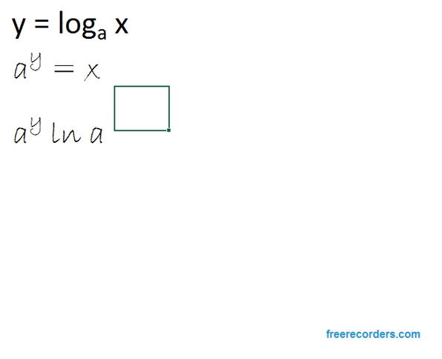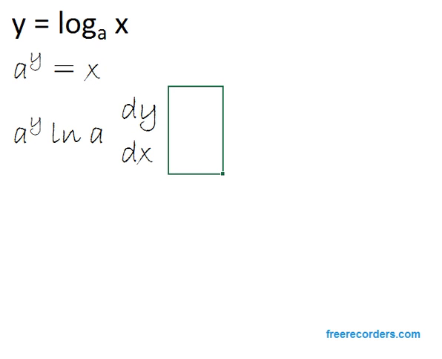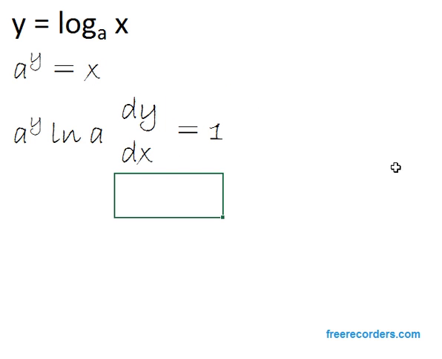Since we're differentiating implicitly, though, we've taken the derivative with respect to y. We have to multiply by dy/dx so that our final answer is in terms of the derivative of y with respect to x. And that is going to be equal to the derivative of x with respect to x, which is just 1.